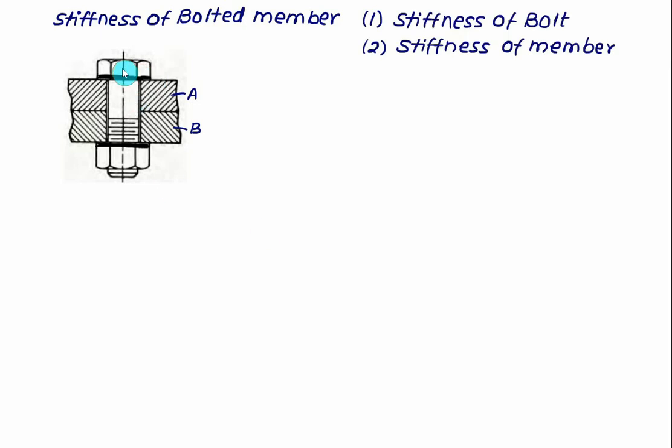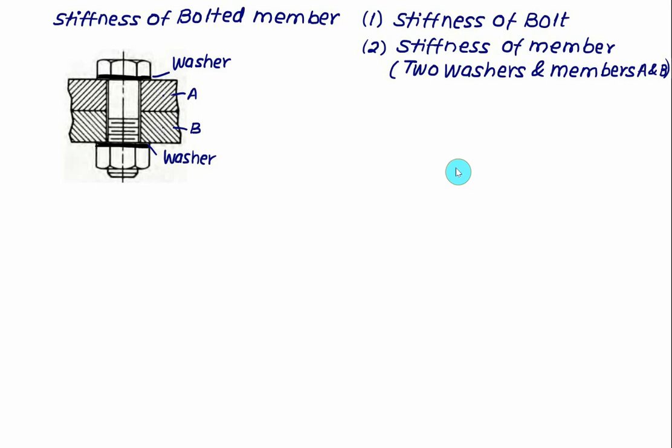So we are interested in the stiffness of the bolt, and what we mean by member. Member means here this washer plus member A, member B and second washer. So when we say that it's a stiffness of members, you have to consider the two washers and two members A and B.